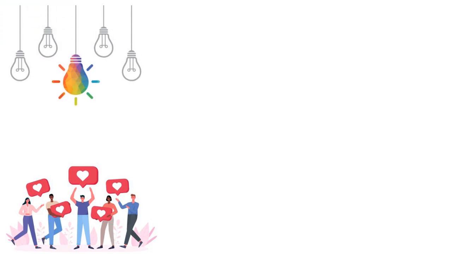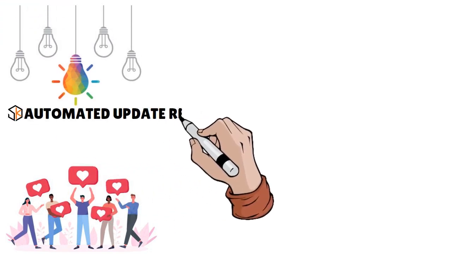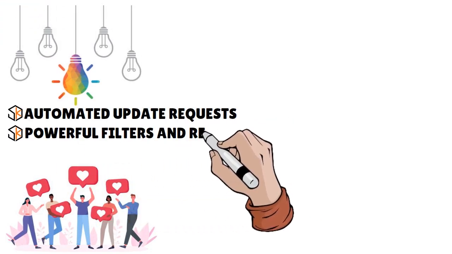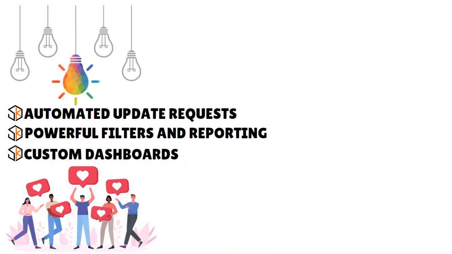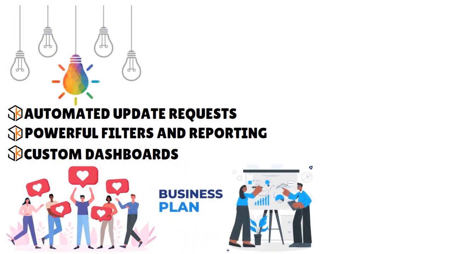So when we talk about AchieveIt, what we love about AchieveIt is that it's very unique in the sense that you have the ability to have automated update requests, powerful filters and reporting, custom dashboards, and those are elements that are really great in terms of business plan writing, among other things.